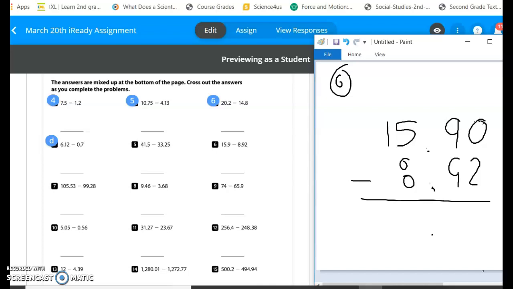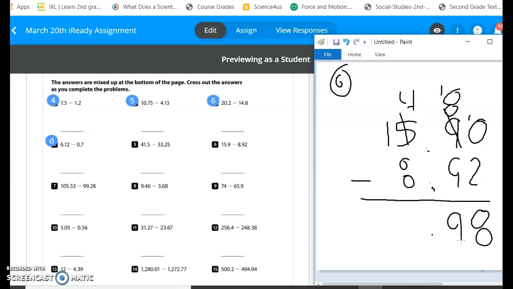2 cannot be subtracted from 0. So I'm going to regroup. I call it borrowing from the 9 to make the 0 a 10. 10 minus 2 is 8. Now I've got 8 minus 9. Once again, can't do that. So I'm going to make my 8 a 18 because I borrowed or regrouped from my 5, turned it into a 4. And 18 minus 9 is 9.